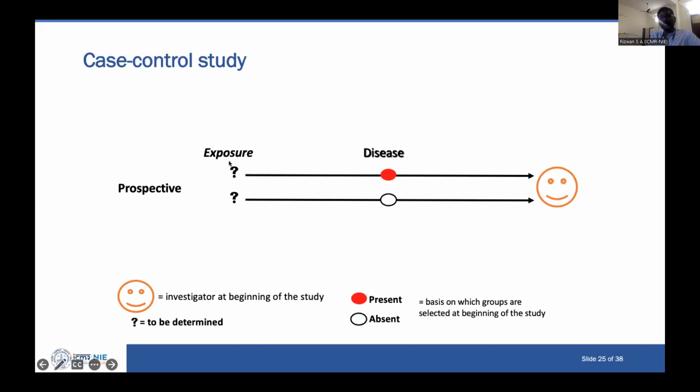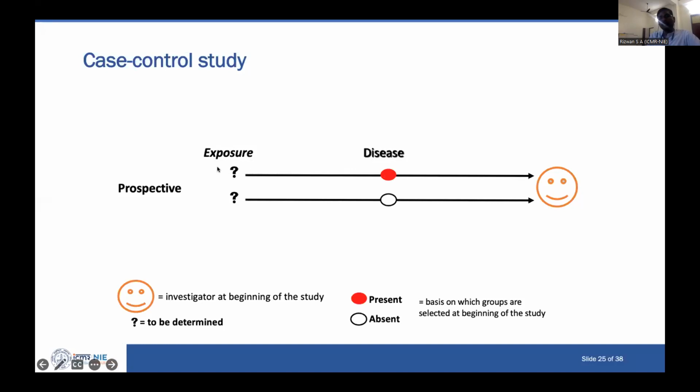So it is proceeding from outcome to exposure. The direction of inquiry is from disease to exposure, or outcome to exposure, whereas in cohort studies, the direction of inquiry was from exposure to disease. So this is an example of a case control study. The investigator is here. Both exposure also has occurred, disease also has occurred, and we are looking back in time. But in this time, the direction of inquiry is from disease to exposure.